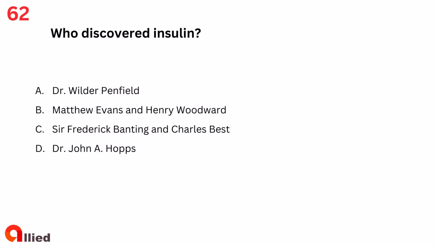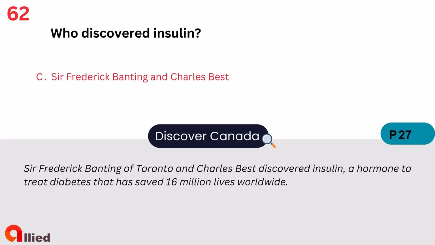Question 62. Who discovered insulin? A. Dr. Wilder Penfield. B. Matthew Evans and Henry Woodward. C. Sir Frederick Banting and Charles Best. D. Dr. John A. Hobbs. The answer is C. Sir Frederick Banting and Charles Best.